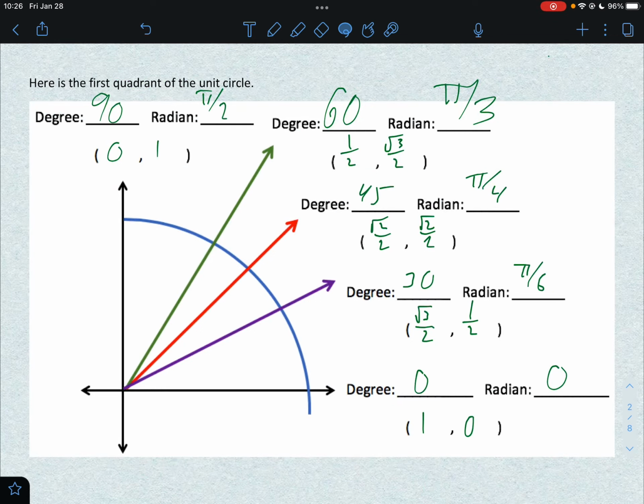So again, here's the first quadrant of the unit circle. This is something we should have memorized by now. If you don't, go ahead and pause the video, take a look at this. But if you don't have this memorized, it's something that needs to happen very, very soon for your own good. We're going to use these numbers a lot again today.